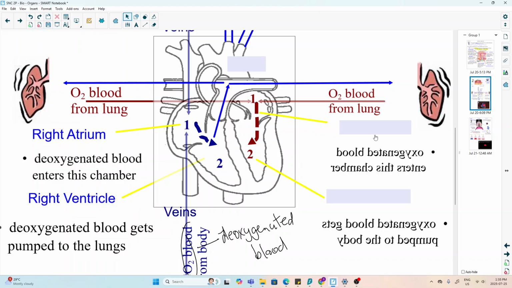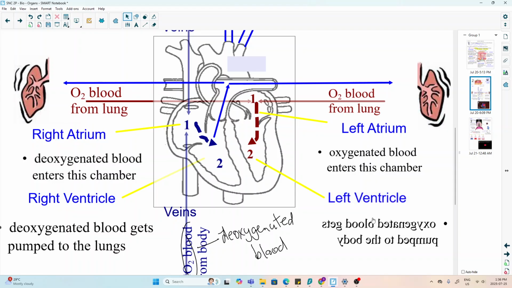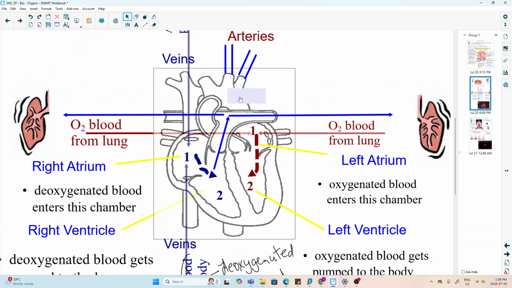It enters the atrium, the left atrium. Blood from the lungs enters through these veins, and the oxygenated blood enters this chamber called the left atrium. Then from the left atrium, it gets pumped into the left ventricle. And then the oxygenated blood gets pumped into the aorta.